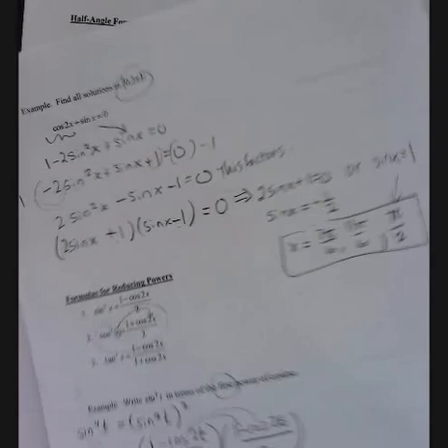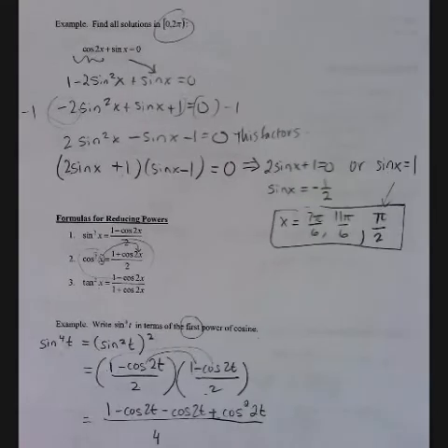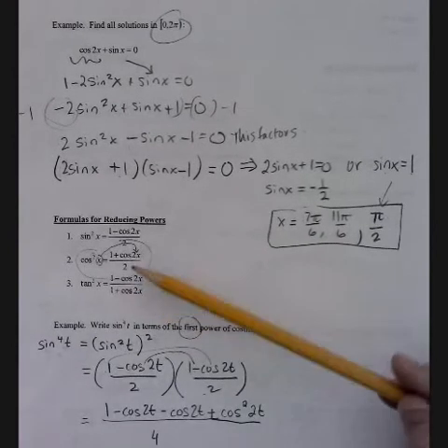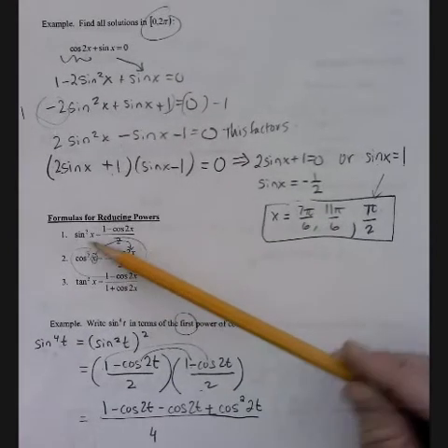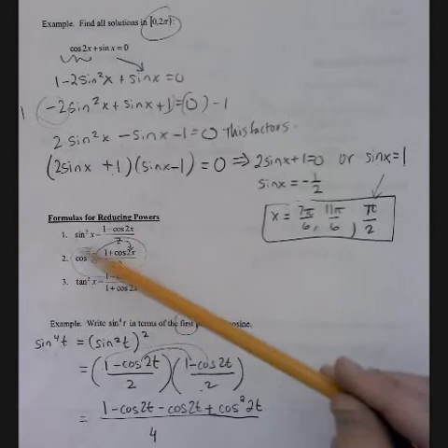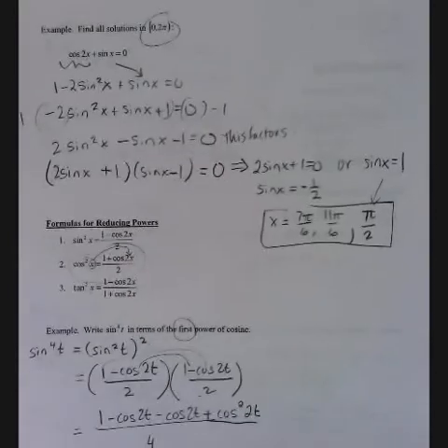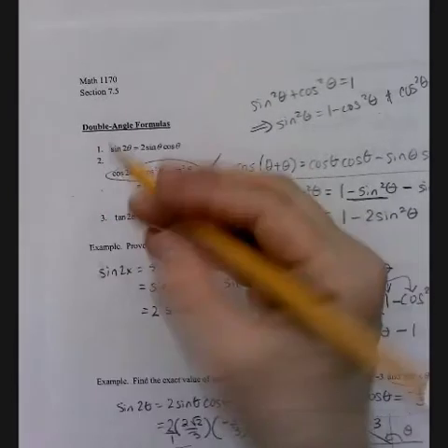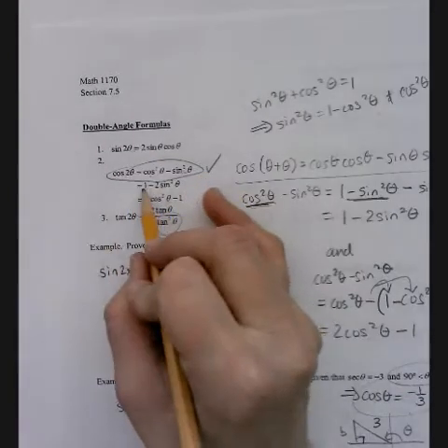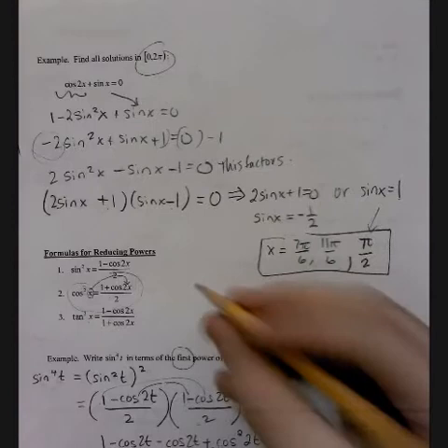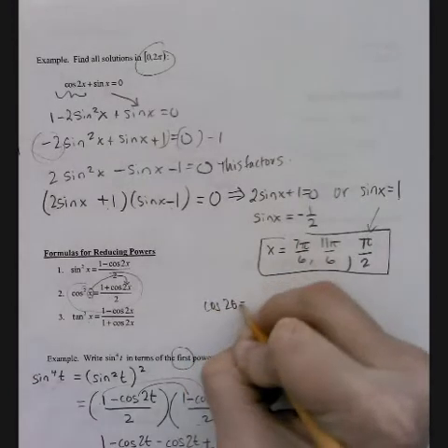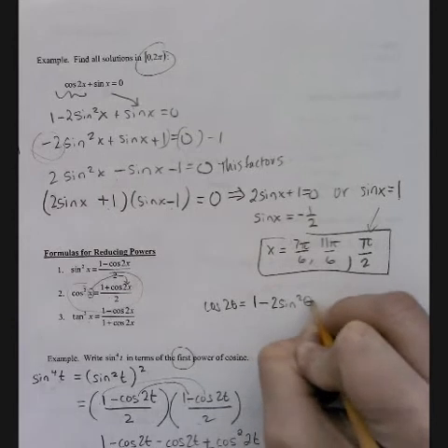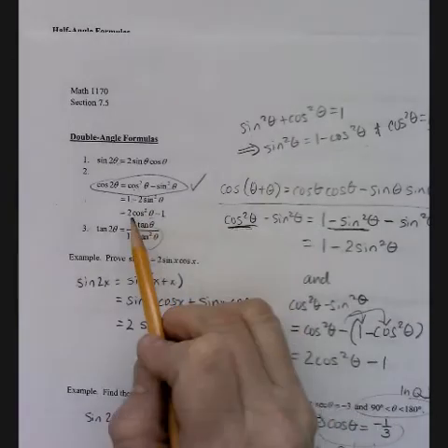Okay, so we left off with these formulas for reducing powers last time, and I think I was in a little bit of a hurry and I forgot to talk about where these formulas actually come from. So if you look at these double angle formulas here, and in particular look at cosine 2 theta equals 1 minus 2 sine squared theta, and then the other one, 2 cosine squared theta minus 1.